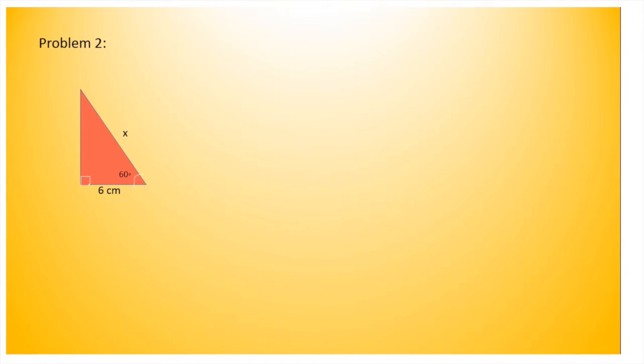In problem 2, we are given another right triangle. We know that this is a right triangle because of the square in the corner. This time, however, we are not given the measure of two sides. Instead, we are given the measure of one side and the measure of an angle. We are trying to find the measure of a second side, x, which we know is the hypotenuse.